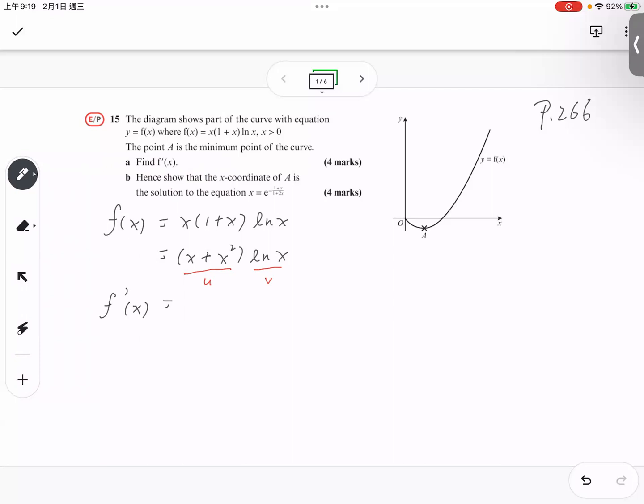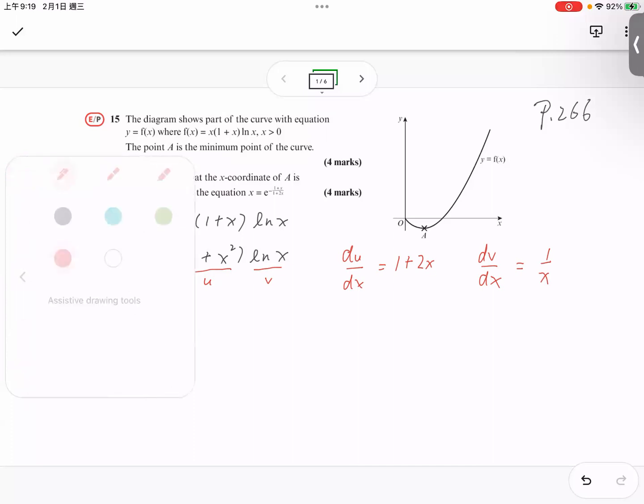Okay, now we will have the answer. First of all, we need to find du/dx and also dv/dx. So du/dx is 1 plus 2x. It's not difficult for you all. And for dv/dx, the answer is 1 over x. Now we can follow the formula.